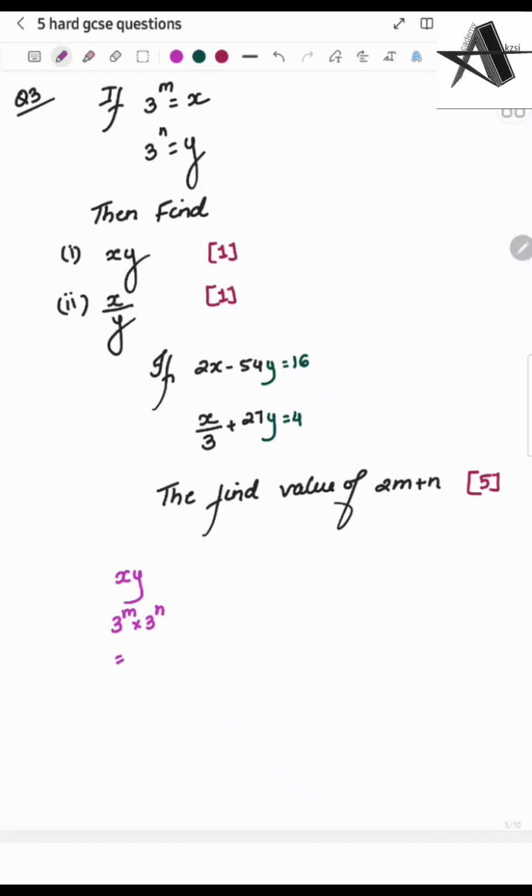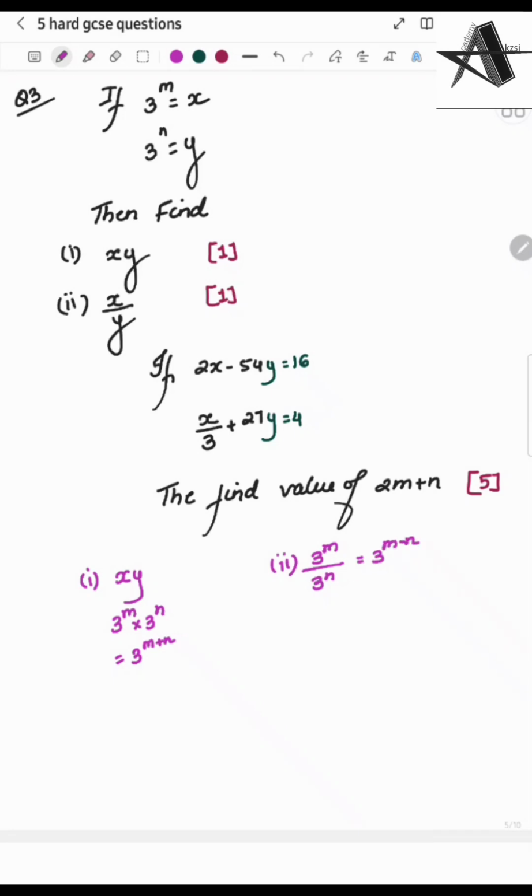So obviously you know the basic rules of indices. The first one is when you multiply two indices having the same base number, you just need to add the powers, which is m plus n. So this is the answer for part I. And for part II, it's the same. The only difference is here it's division. So x is 3 to the power of m, y is 3 to the power of n, and this is also one of the laws of indices, which says that if the base number is the same, subtract the powers. So 3 to the power of m minus n will be the answer.